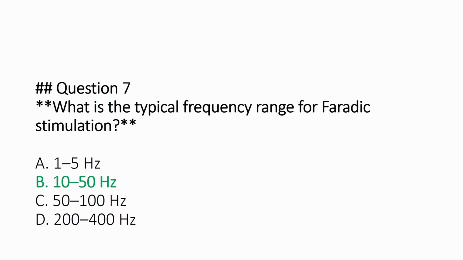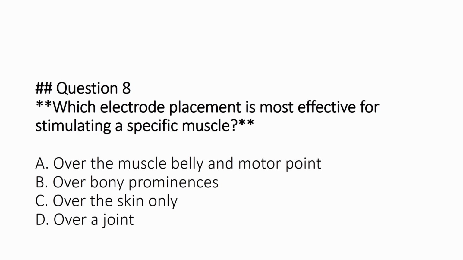Now let's move to question number 8. Which electrode placement is most effective for stimulating a specific muscle? Option A, over the muscle belly and motor point. Option B, over the bony prominence. Option C, over the skin only. Option D, over a joint. And the answer is option A, over the muscle belly and motor point.